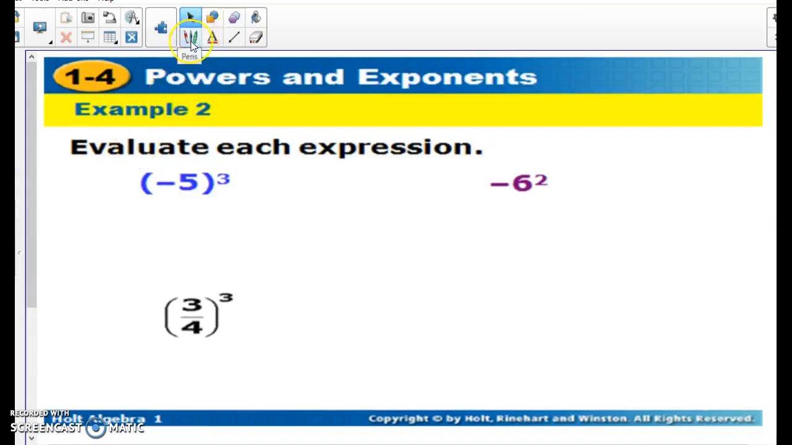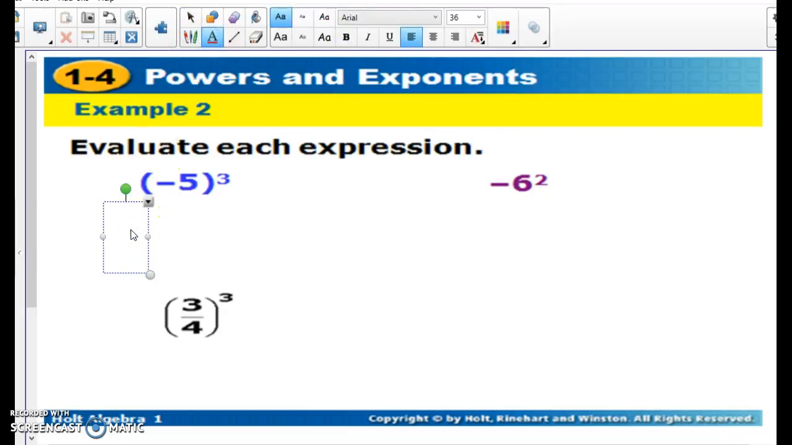Alright, if I have something like this, that means -5 times -5 times -5. So a -5 times a -5 is going to be a positive 25, but times a -5 again, it's going to give you a -125.